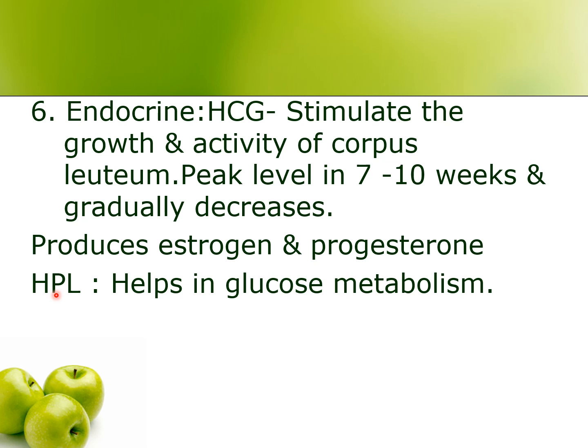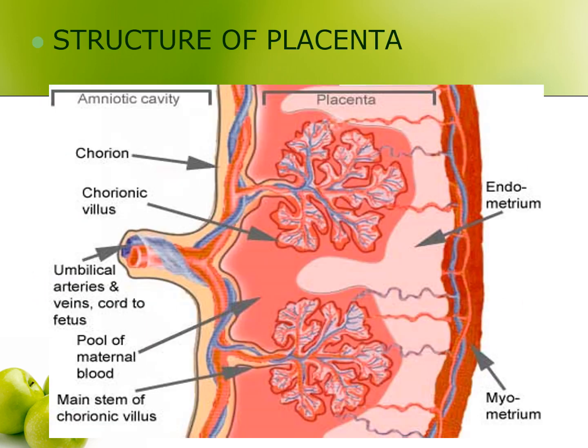Human placental lactogen helps in glucose metabolism in the fetus, because we know that in the initial stage the pancreas may not be functioning effectively, so insulin production may not be effective. So this human placental lactogen will help with glucose metabolism in the baby.